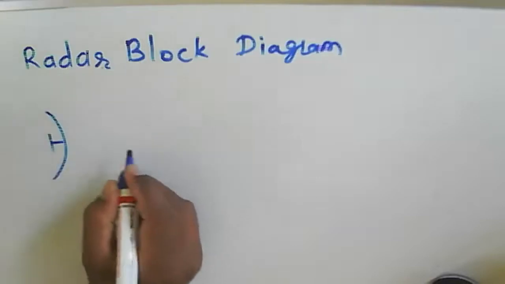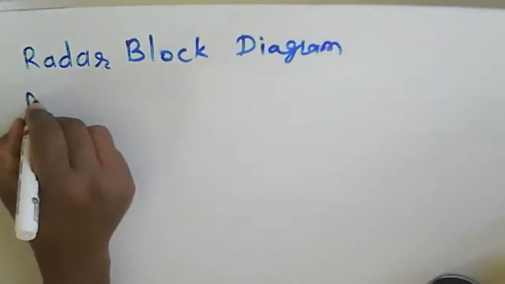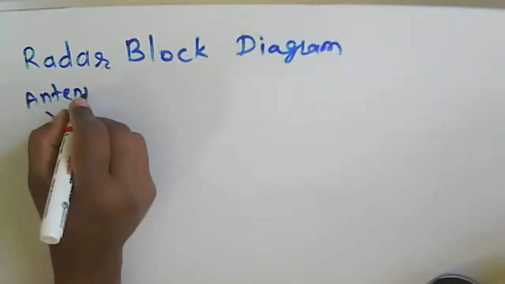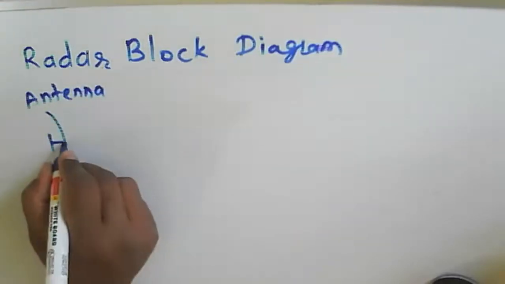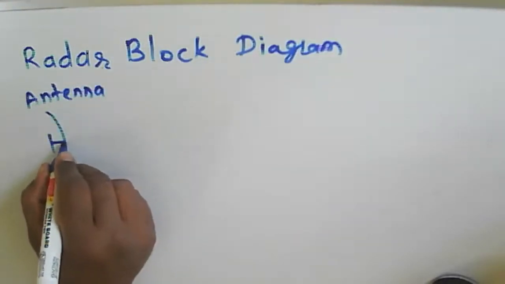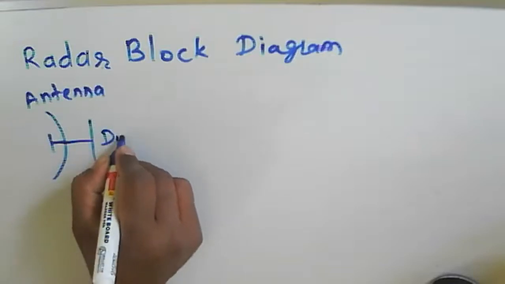This is your antenna. Then we have the duplexer here.